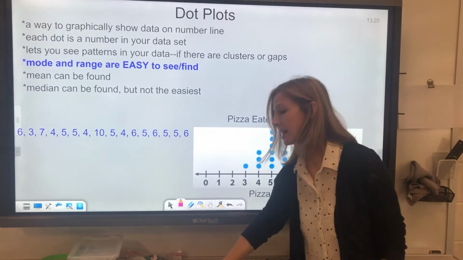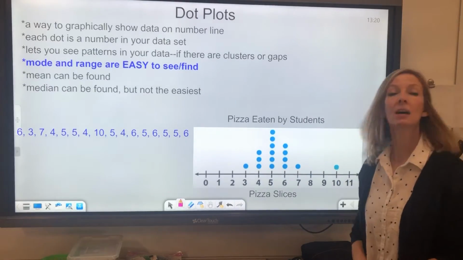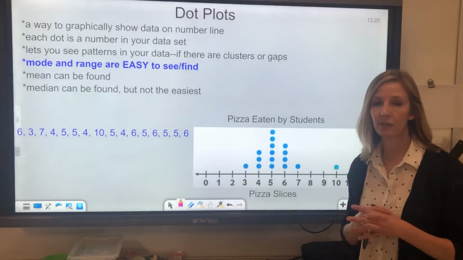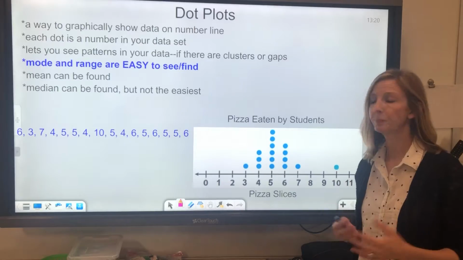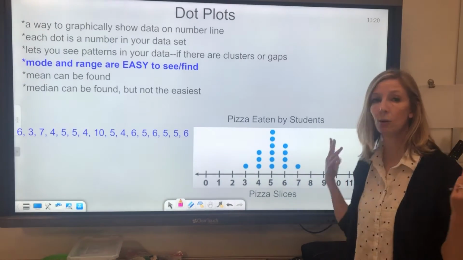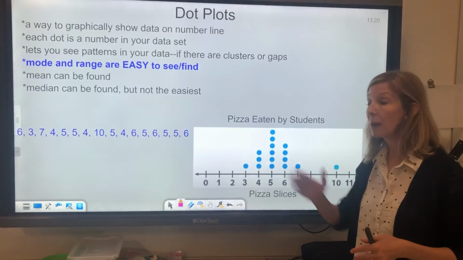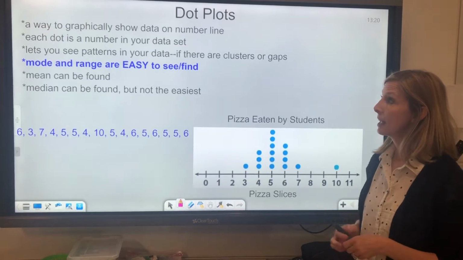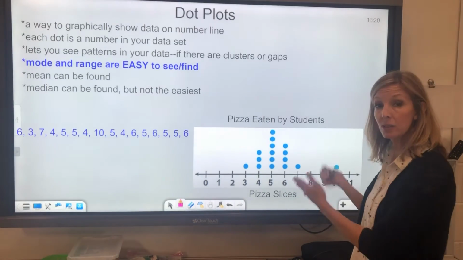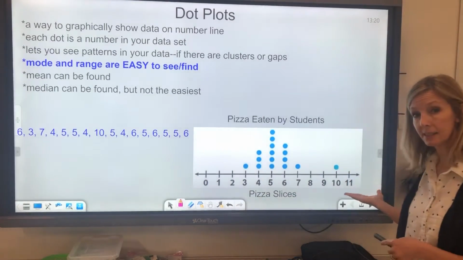Right, welcome to our next lesson in the statistics unit. What we're going to be focusing on in our next several lessons is taking data and displaying it graphically somehow. So today we're going to look at dot plots. It simply is a way to graphically show your data on a number line. We see an example of it right here.